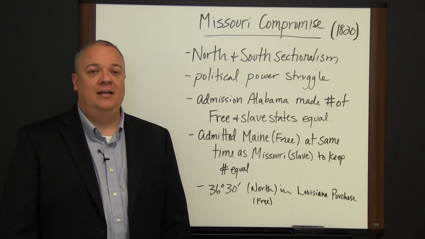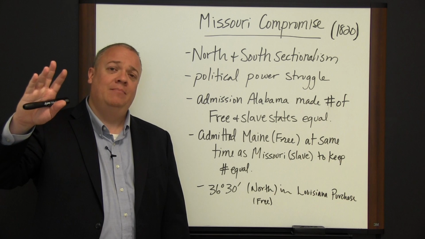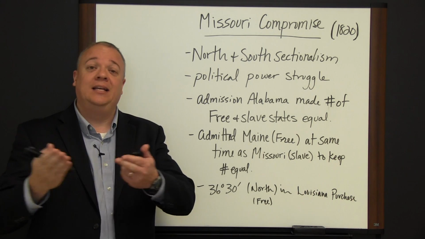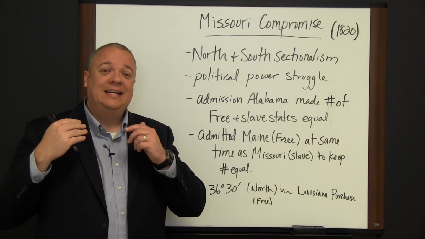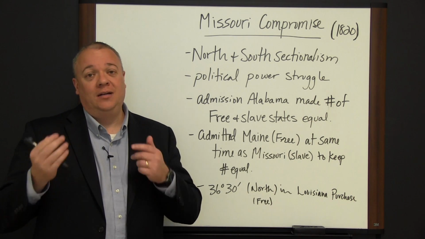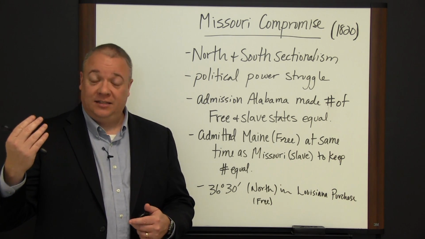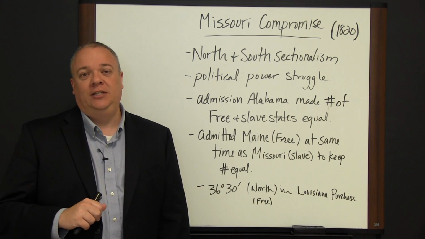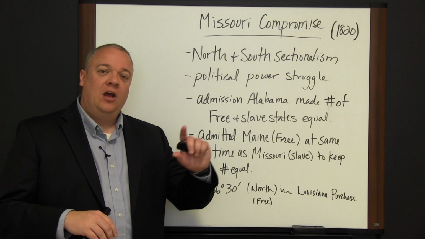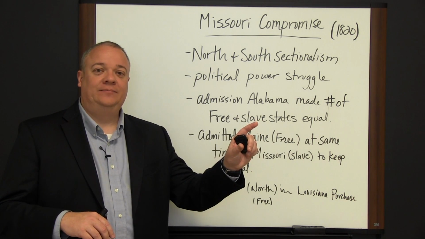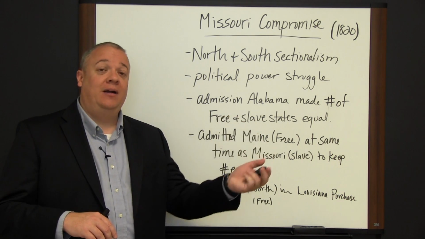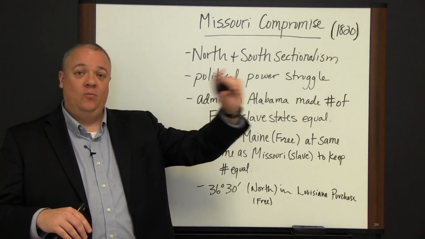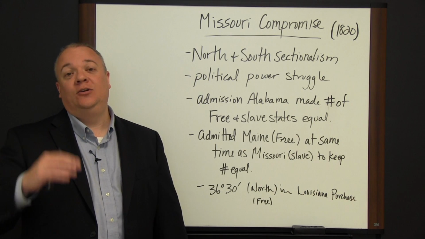So this compromise said, at the same time that Maine comes in as a free state, we'll admit Missouri as a slave state and keep the balance there. There'll still be the same number of states representing in the Senate, the free side as well as the slave side, with this added stipulation that in the territory west of Missouri and above the parallel line of 36 degrees 30 minutes, north of that and west of Missouri would be considered free.